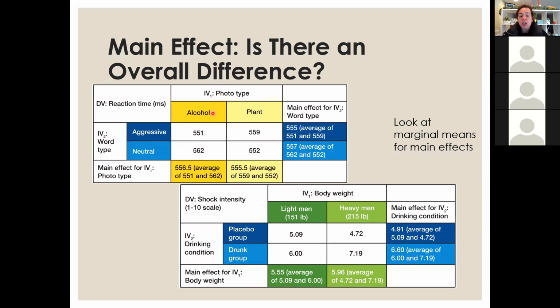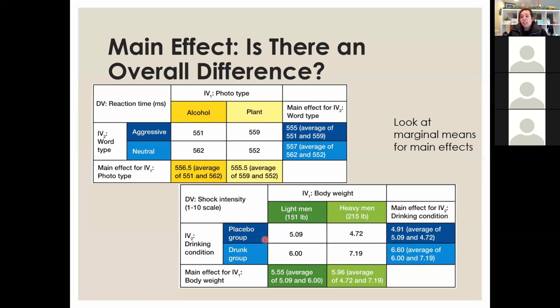So whether or not you were cued with a picture of an alcohol related scene or a picture of a plant, if that is all you are doing and measuring the time to respond to words, not a significant difference. Okay. This, though, has an interaction effect, as we talked about before, but there are no main effects. Okay. Let's look at this one over here. This hopefully will bring it home for you guys.